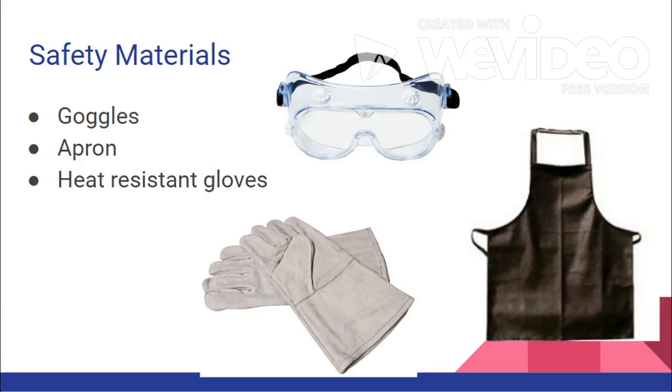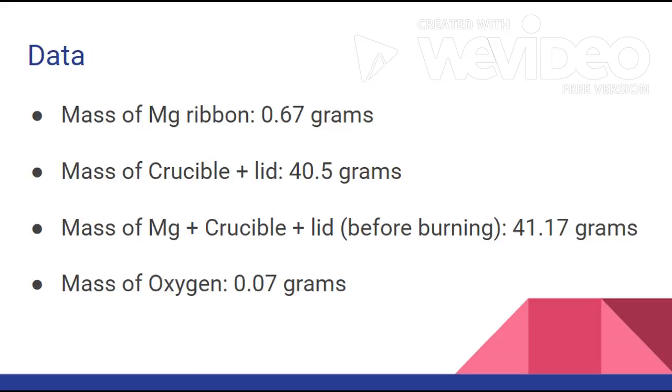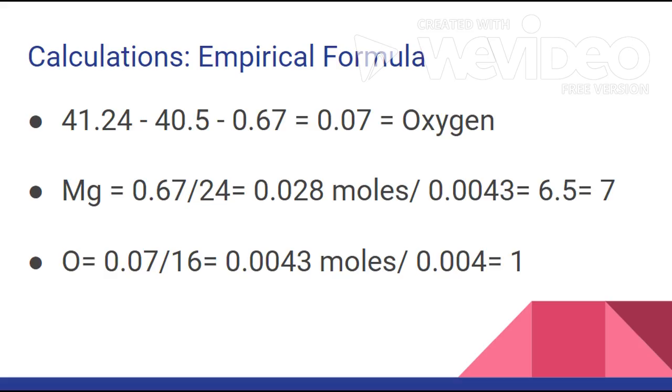Data: mass of magnesium ribbon 0.67 grams, mass of crucible plus lid 40.5 grams, mass of magnesium plus crucible plus lid before burning 41.17 grams, mass of oxygen 0.07 grams. Calculation of empirical formula: 41.24 minus 40.5 minus 0.67 equals 0.07, and that is oxygen.